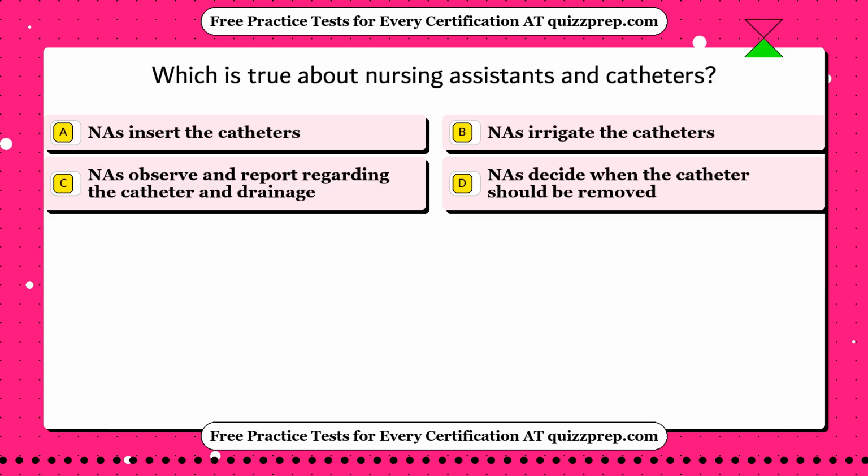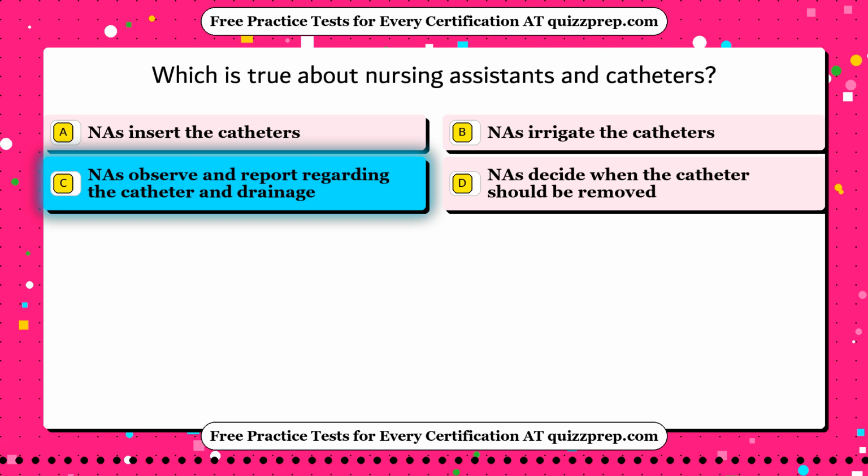Question 13. Which is true about nursing assistants and catheters? Option A, NAs insert the catheters. Option B, NAs irrigate the catheters. Option C, NAs observe and report regarding the catheter and drainage. Option D, NAs decide when the catheter should be removed.